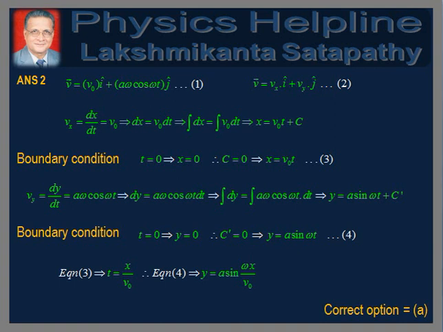Now, applying boundary condition y is equal to 0 when t is equal to 0, we get c dash is equal to 0. Therefore, we have y is equal to a sin omega t. Now, equation 3 implies t is equal to x by v0. Putting this value in equation 4, we get y is equal to a sin omega x by v0. Therefore, the correct option is A, which is the answer to question 2.